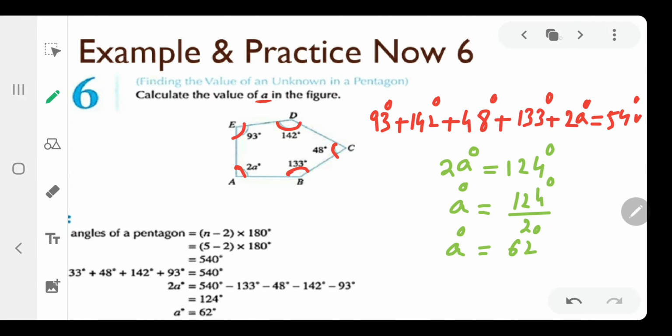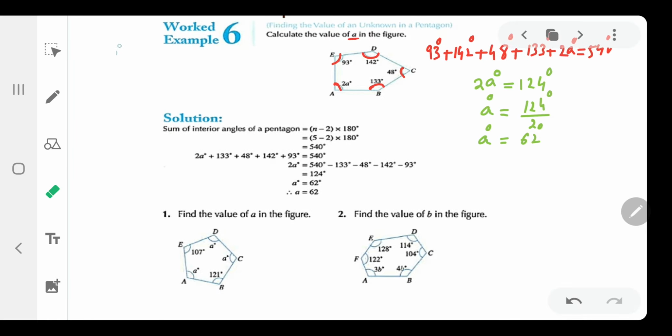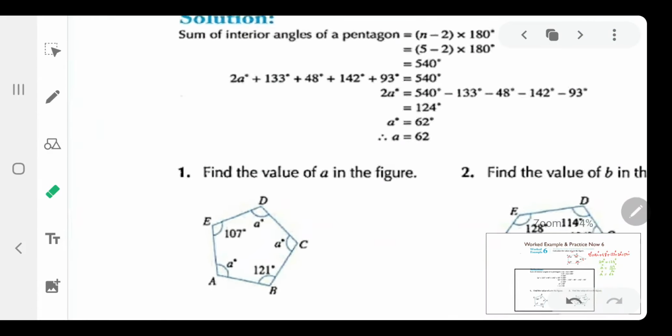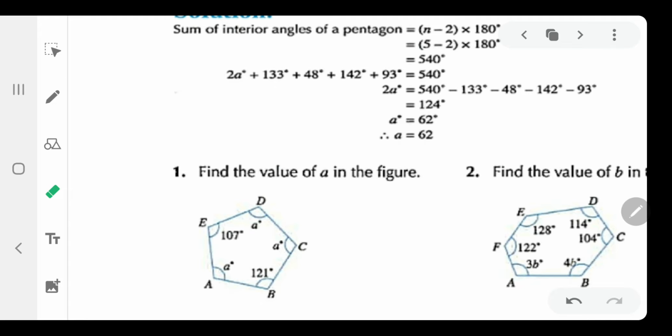Now I am going to practice now 6 questions. Here you can see some practice now question. First we have to find out how many sides this diagram has. This is one side, second, third, 4, 5. So it is a pentagon again. As we have discussed above, the sum of interior angle of this pentagon is 540.